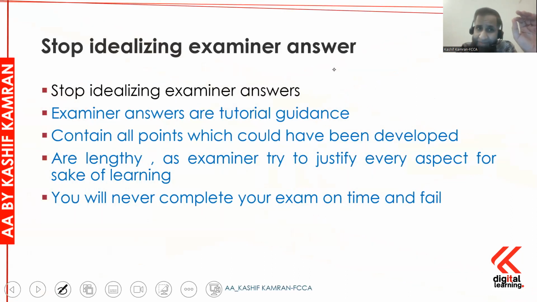Stop idealizing examiner answers. Examiner answers, first of all, are tutorial guidance. Examiner will write more. I just saw an answer. List 4 control objectives. How many control objectives we need to list? 4. I saw the examiner answer. He wrote 10. Any student who does not know what is right, what is wrong, will say, okay, if the examiner asks me to write 4 control objectives, I need to write 10. And he goes to the exam hall. Examiner asks, list 4 control objectives, he writes 10. Explain 8 audit risks. And you see the examiner answer, he wrote 12.